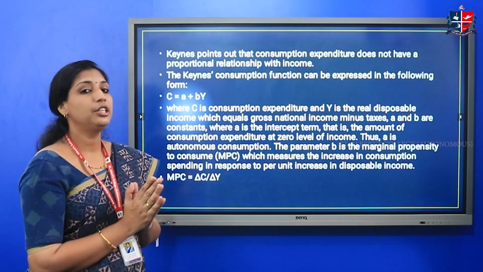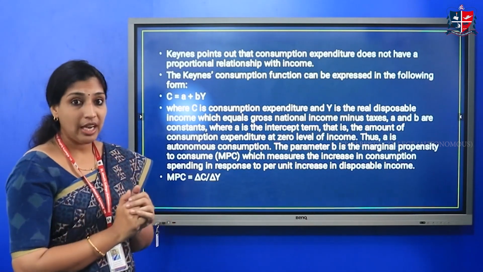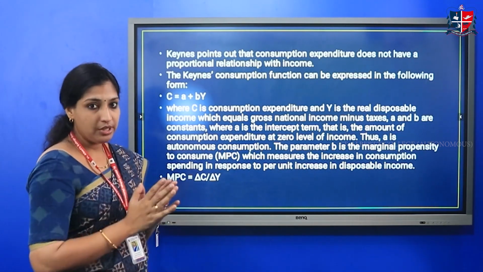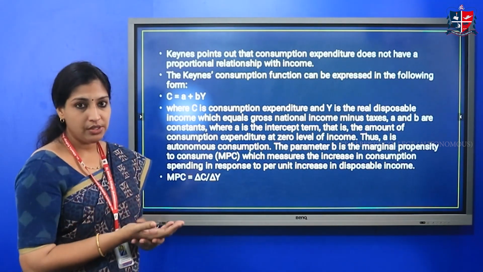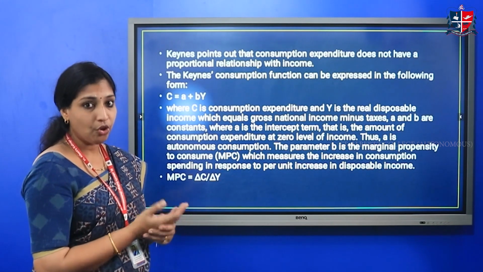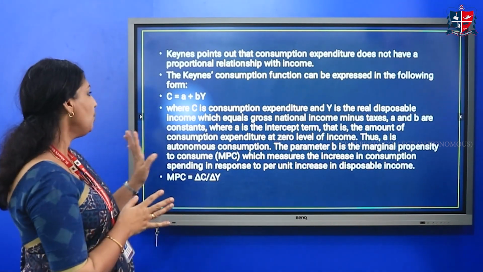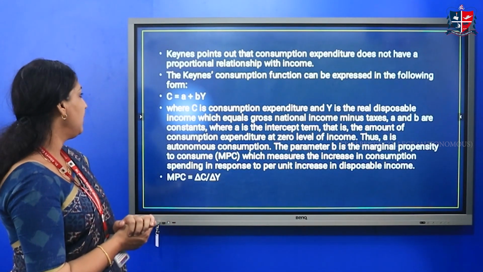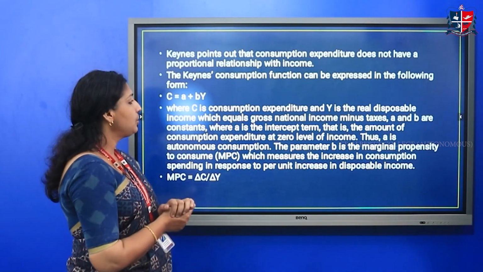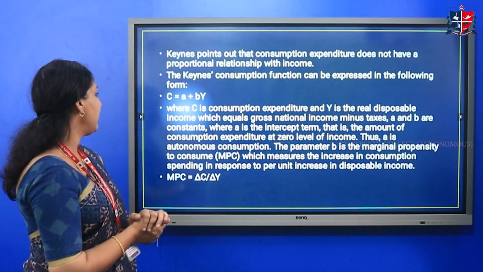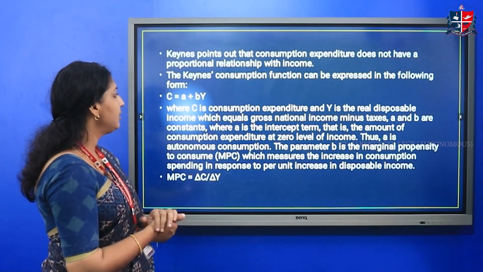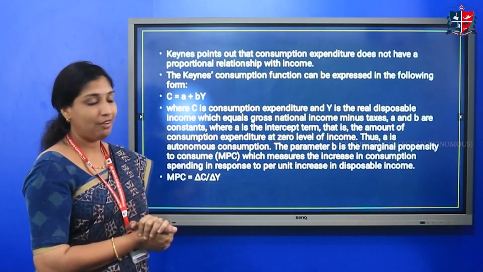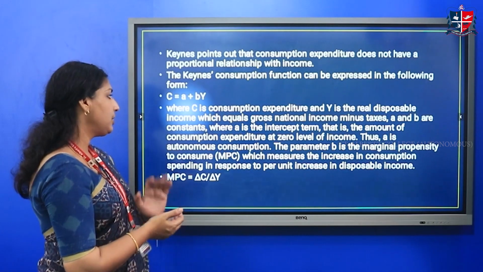We have to consume certain things to have a good life, to live, right? So here A is actually the positive constant, where people will consume even when their income is zero or even negative. So that is what is mentioned here. C is consumption expenditure. Y is the real disposable income, which equals gross national income minus taxes. A and B are constants, where A is the intercept term, that is the amount of consumption expenditure at zero level of income. Thus, A is autonomous consumption.